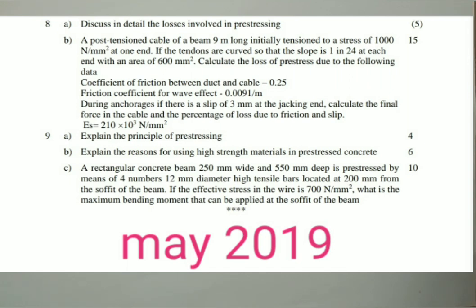First one, coefficient of friction between duct and cable is 0.25. Friction coefficient for wave effect is 0.0091 per meter. During anchorage, if there is a slip of 3 mm at the jacking end, calculate the final force in the cable and percentage of loss due to friction and slip.